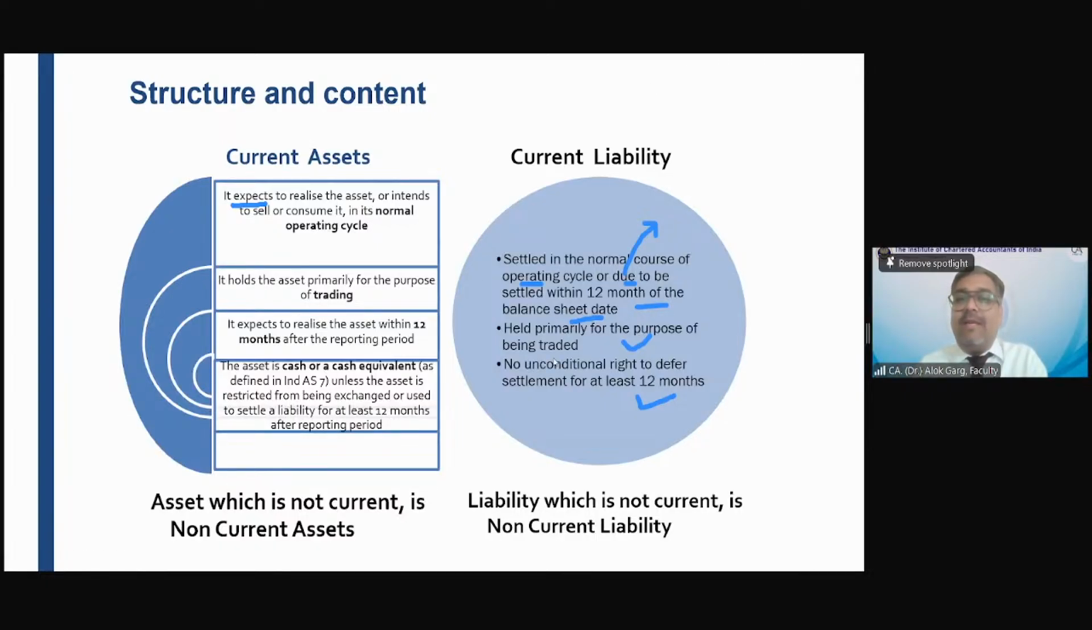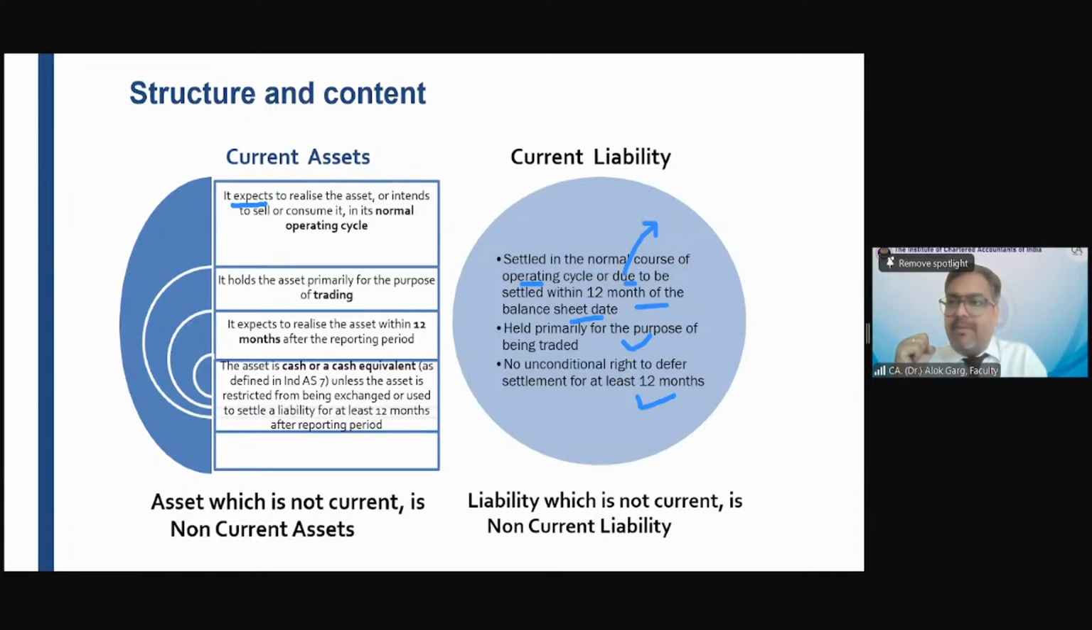This liability will be classified as a current liability because this liability was due to be settled within 10 days. What has been agreed with my friend? Number one. Number two, I don't have any right to defer this settlement. I don't have any unconditional right to defer the settlement for at least 12 months.